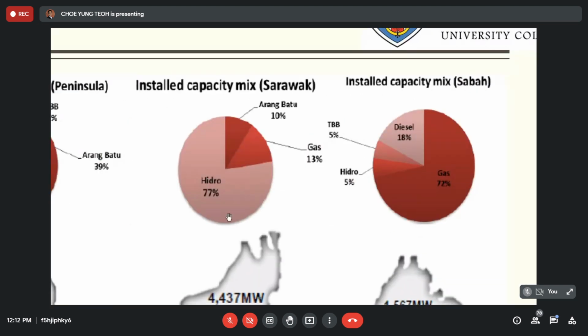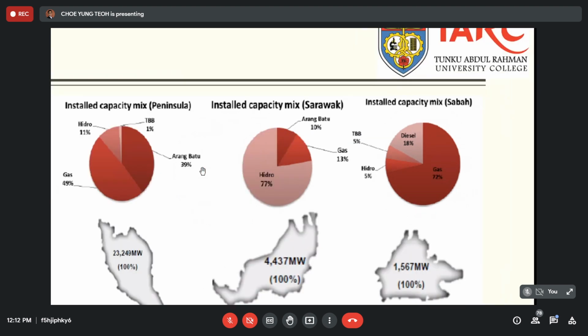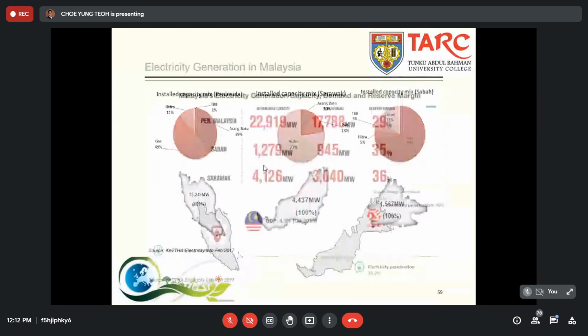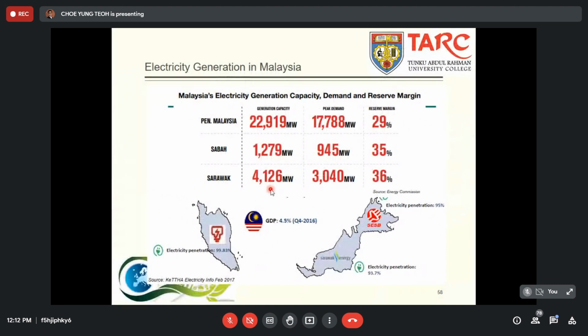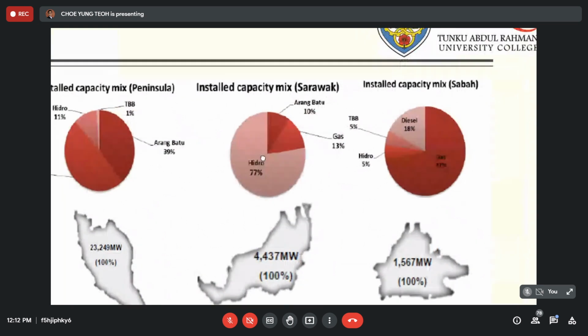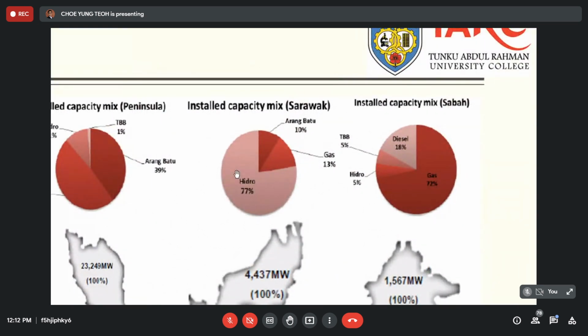And this is Sarawak. Arang Batu and gas are only 23%, and most of it is hydro. As I said, they have a lot of rivers, and they have one Bakun dam, which is able to generate, sorry, 2,300 megawatt capacity. So that is already more than half of Sarawak. Bakun dam is very, very big. But there's a big story over here for Bakun dam. We call it a white elephant project.